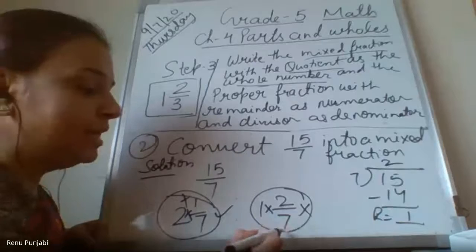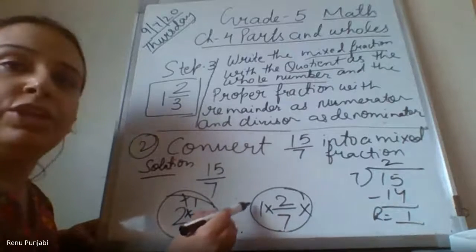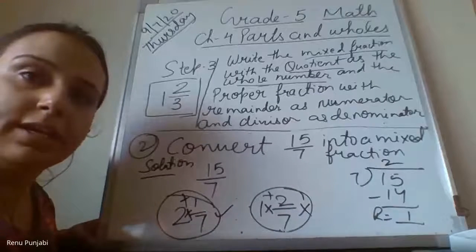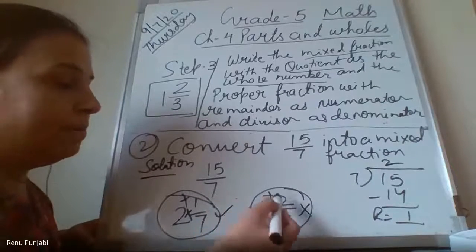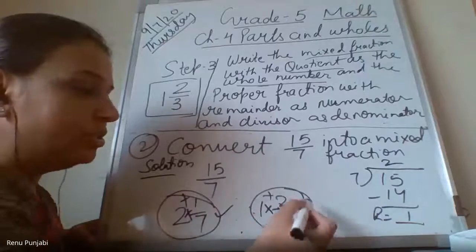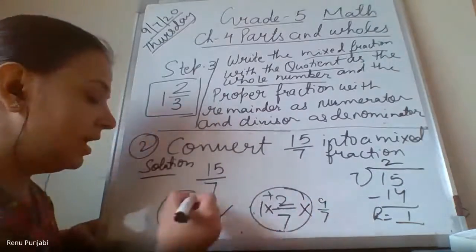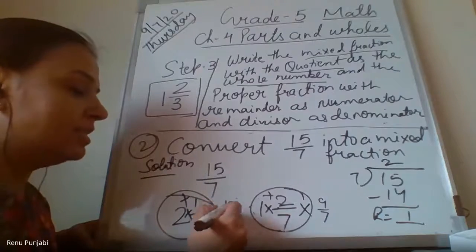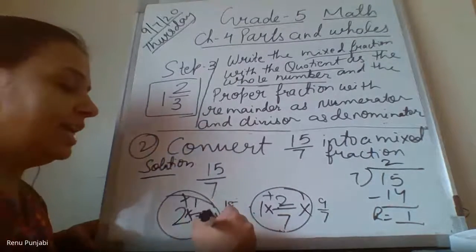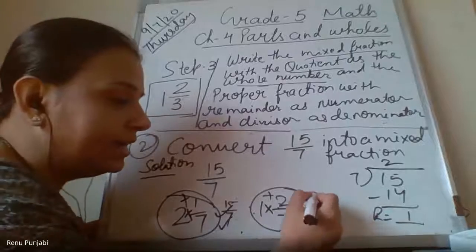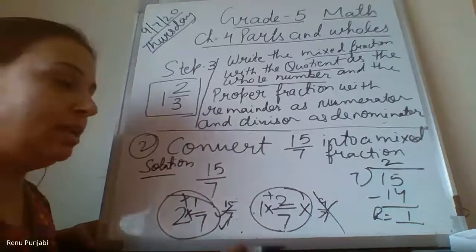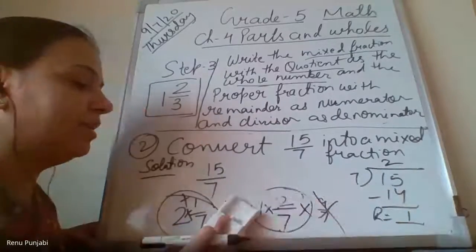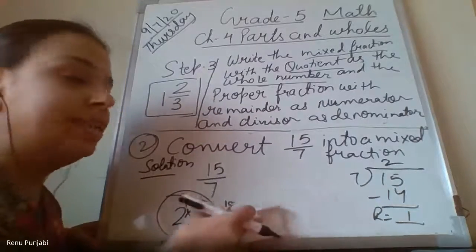You need to multiply the denominator with the whole number and add the numerator. So 7 into 1 is 7 plus 2 is 9, so this will become 9 upon 7. 7 into 2 is 14 plus 1 is 15 upon 7. It means 15 upon 7 is right, not 9 upon 7. Children, I know many of you face a problem here: where the numerator will go, where the quotient will go, and where the divisor will go.